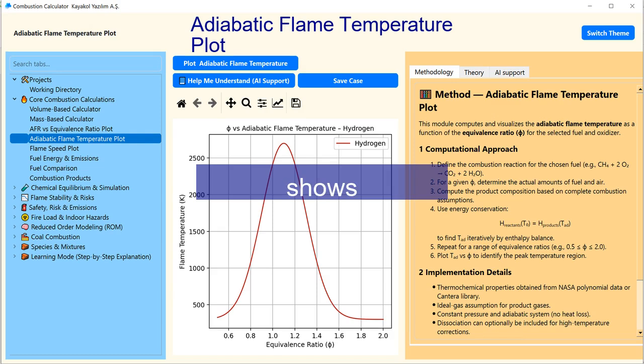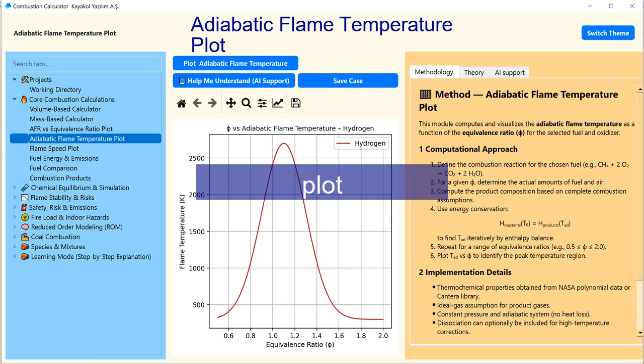This tab shows the adiabatic flame temperature plot. This module computes and visualizes the adiabatic flame temperature as a function of the equivalence ratio, phi, for the selected fuel and oxidizer. This analysis is crucial in understanding combustion processes and optimizing efficiency.